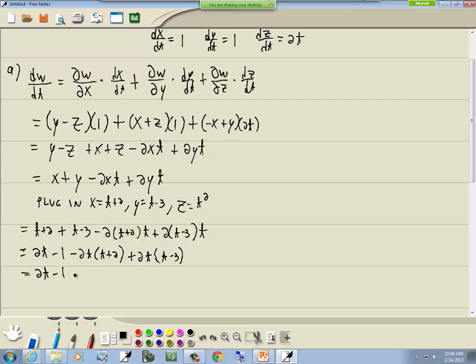Negative 2t times t gives us negative 2t squared. Negative 2t times 2 gives us negative 4t. 2t times t is 2t squared. 2t times negative 3 is negative 6t. Well, the t squared is going to cancel. Negative 4t and negative 6t is negative 10t, plus 2t is negative 8t. Minus 1. Assuming no basic math error, which we'll find because we're going to be doing it the other way now.